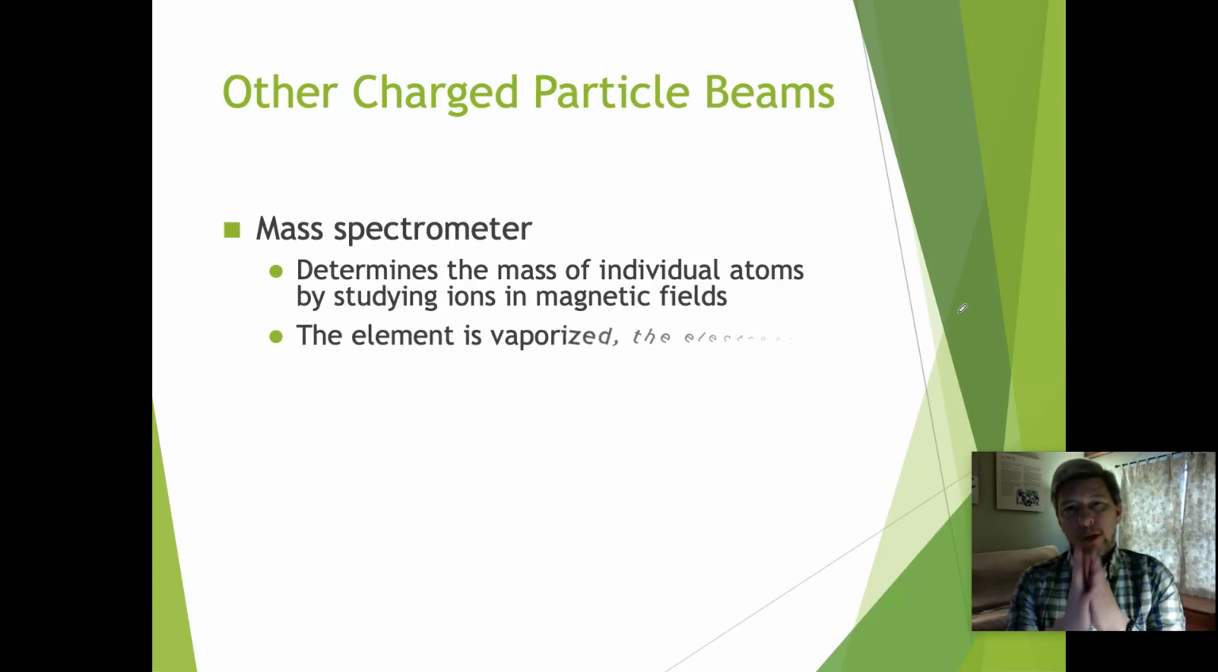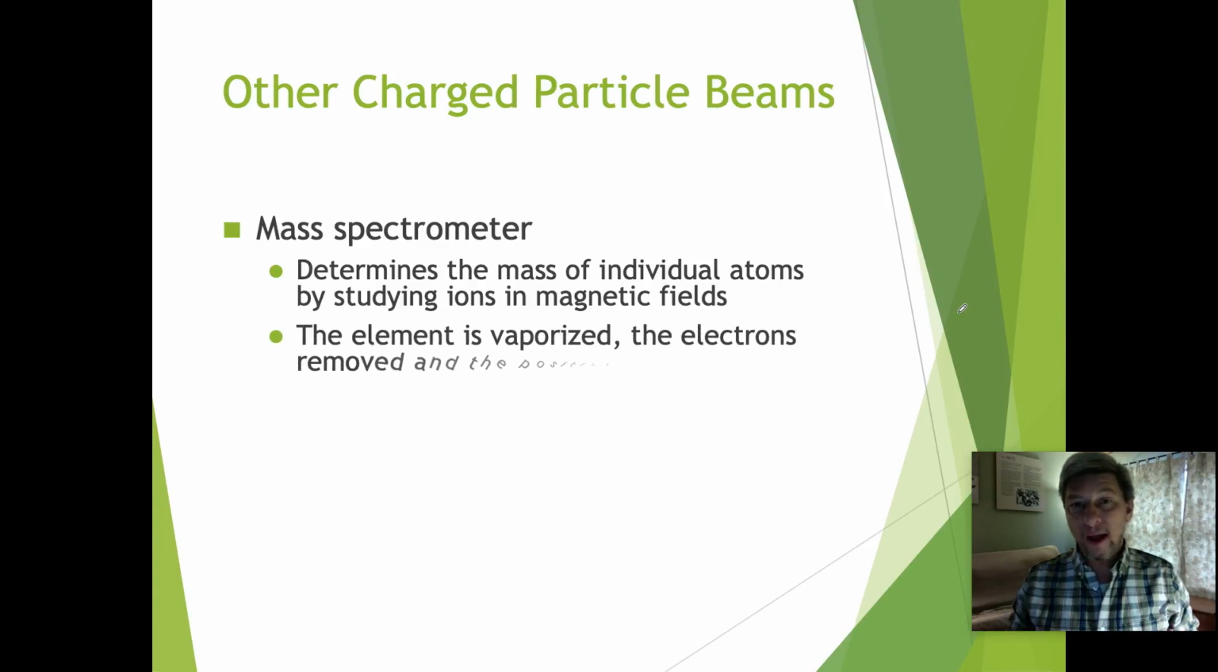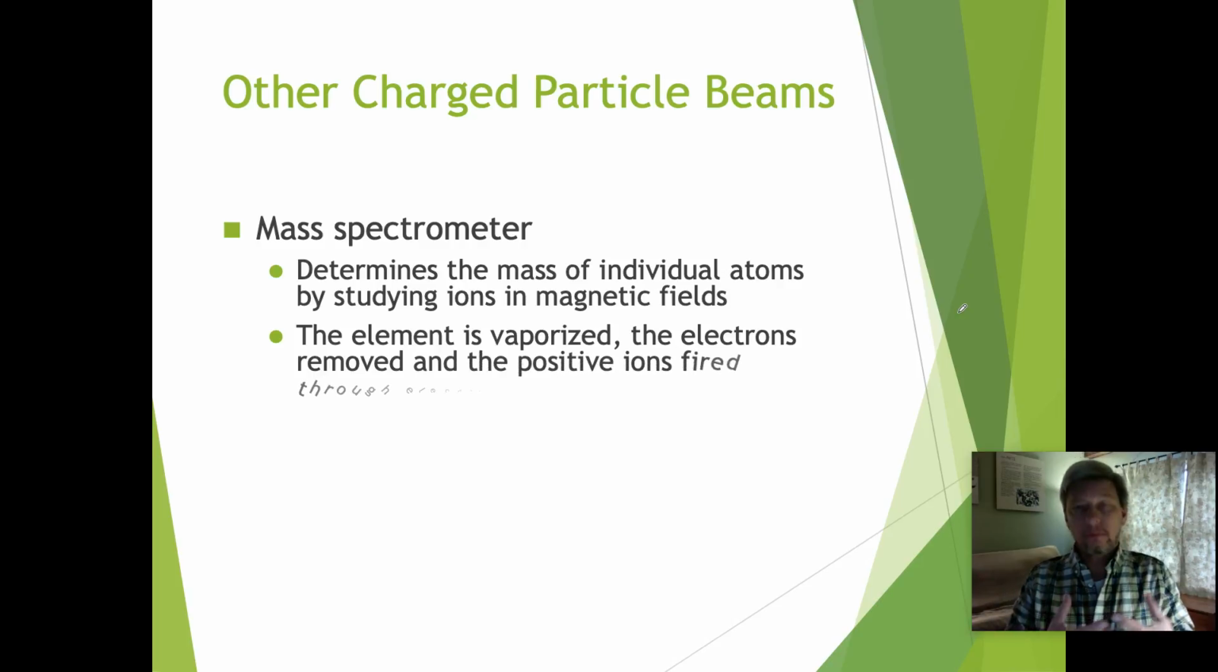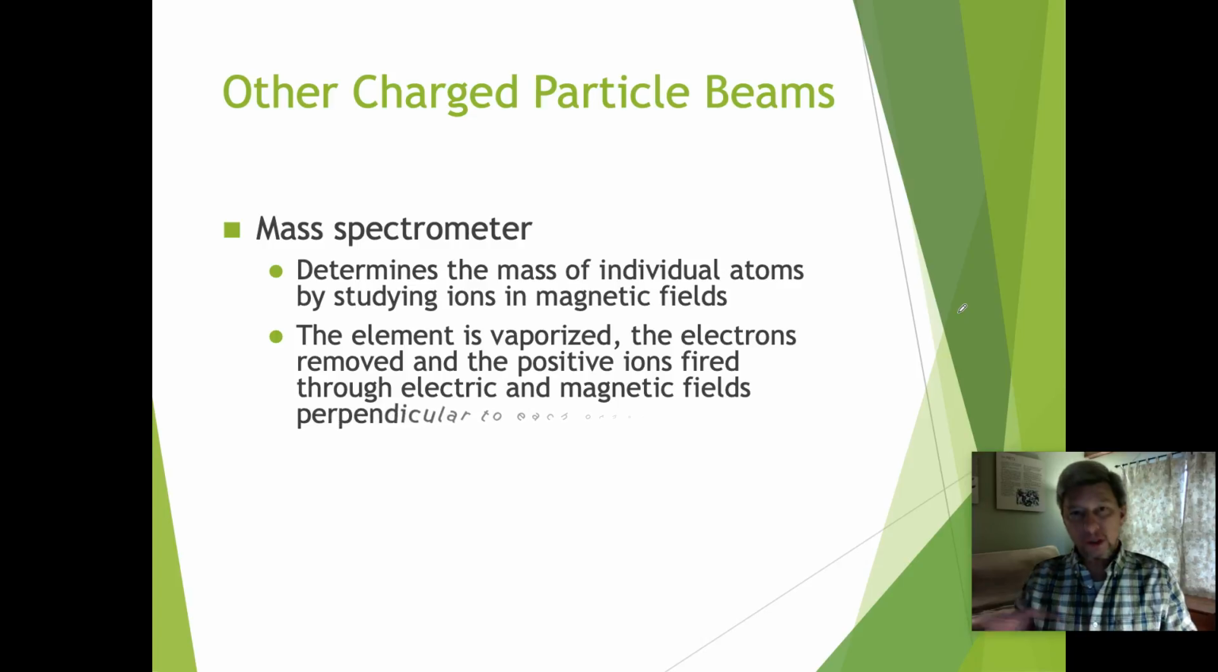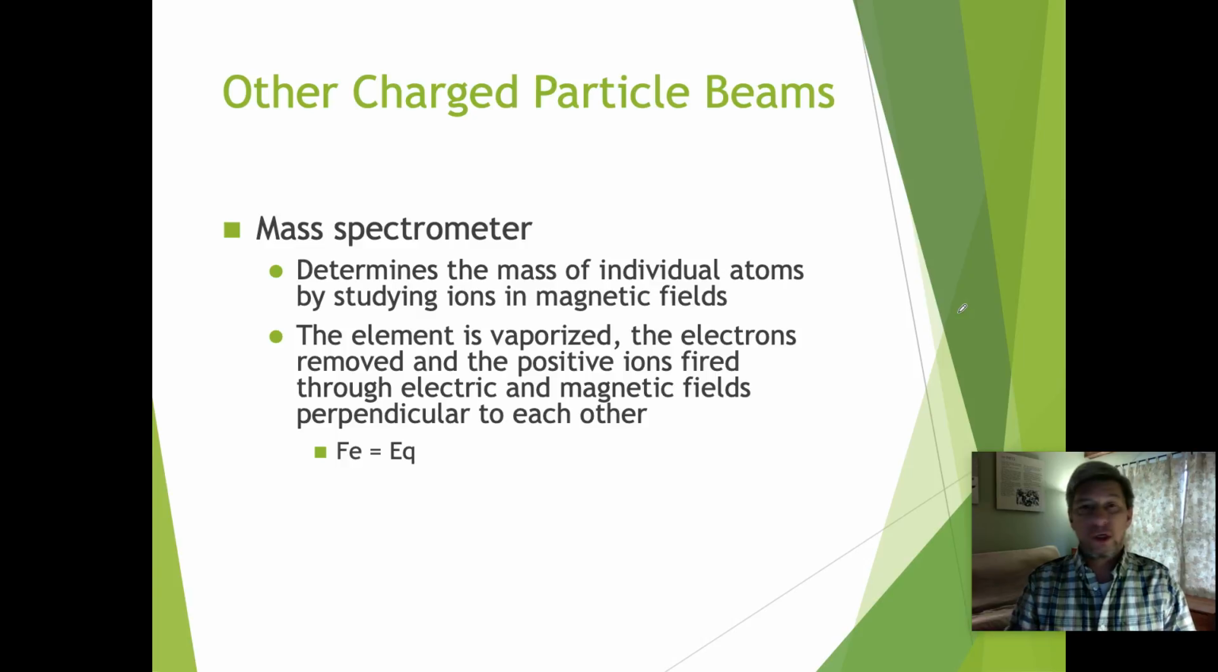And so what you do is you vaporize the element by heating it to very, very high temperatures. The electrons are stripped from that atom, creating ions, and then the positively charged ions are fired through a set of electric fields and magnetic fields, just like we did with the cathode ray tube in the previous slide. All right, and the electric field and the magnetic field are perpendicular to one another.